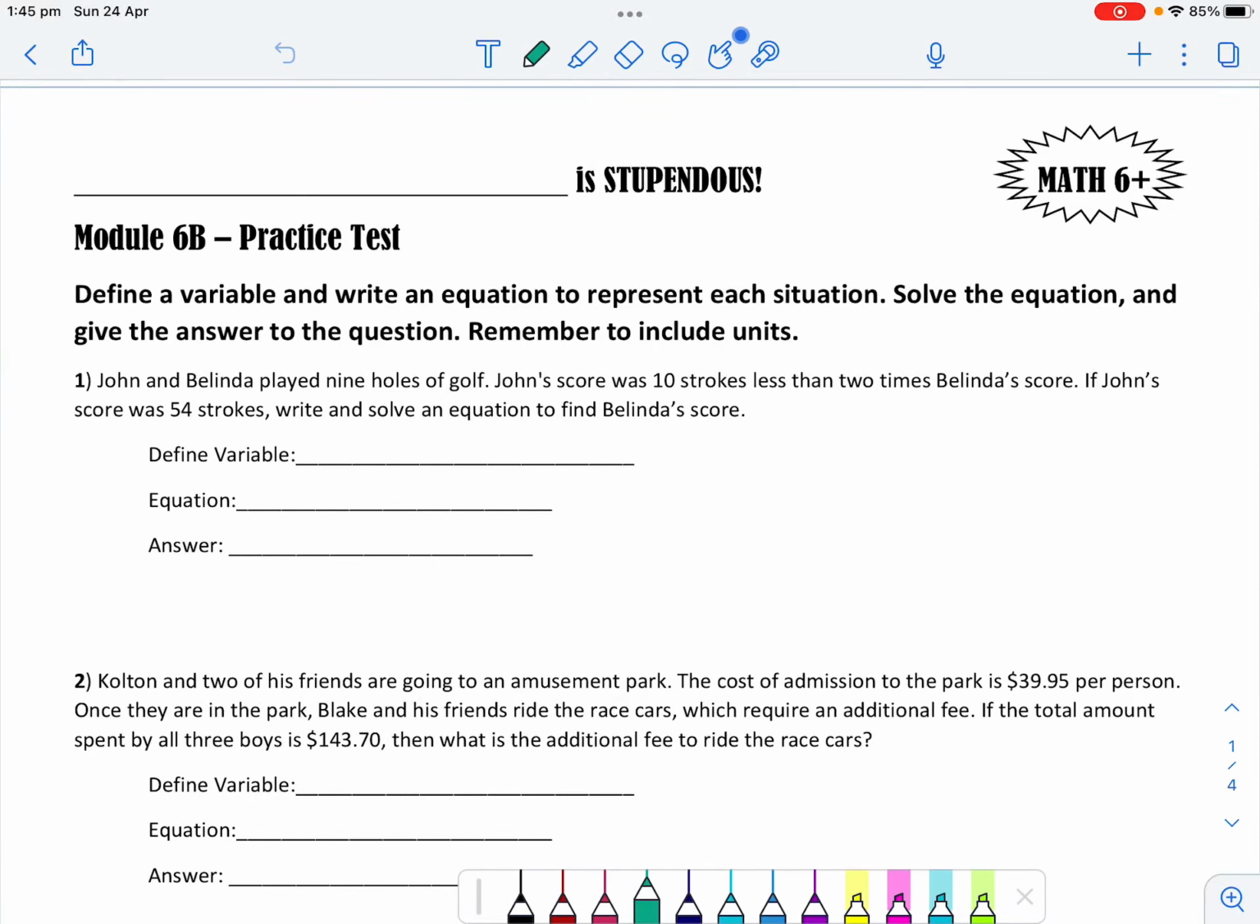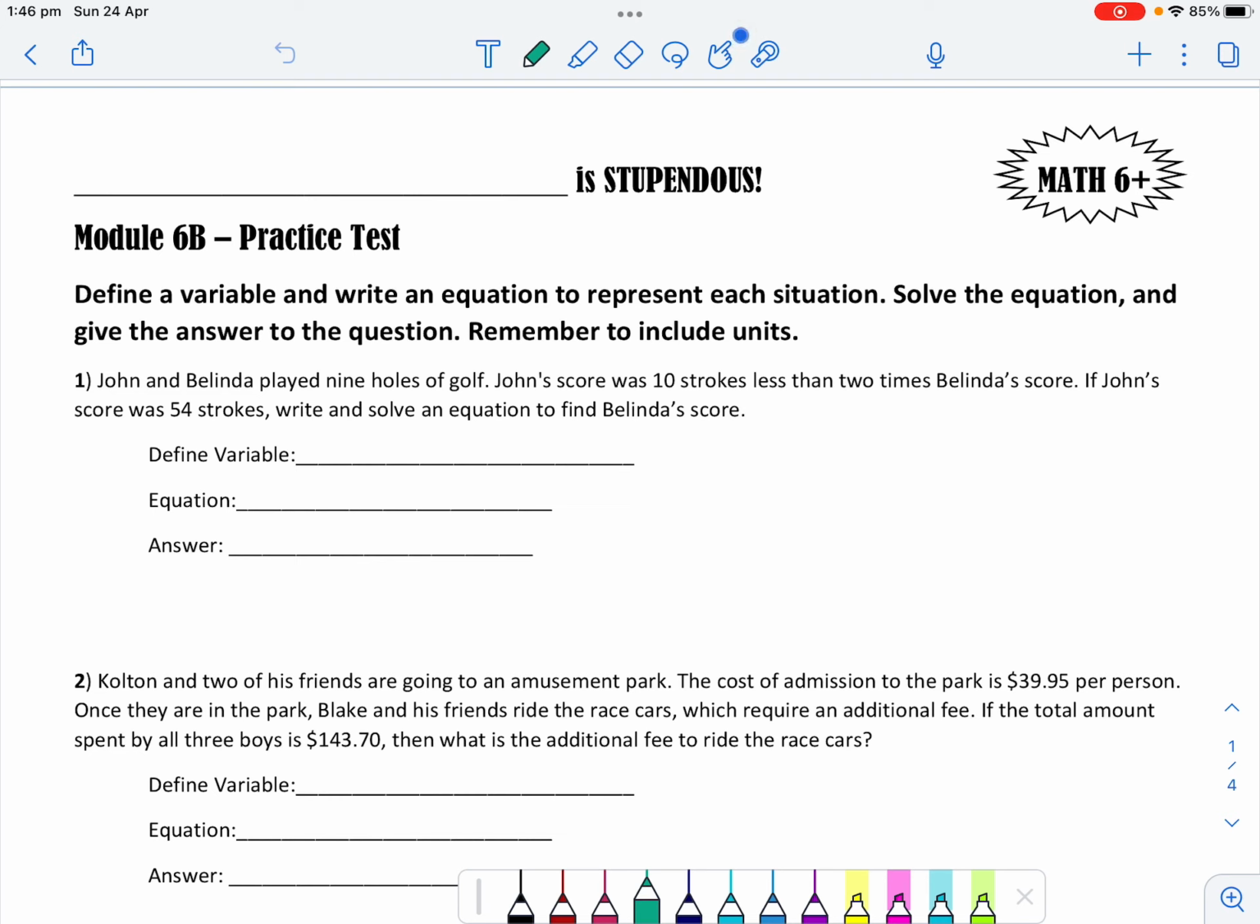Hey everyone, today I'm going to be going over the Module 6B practice tests. So equation word problems, solving inequalities, writing inequalities, graphing inequalities, and then inequality word problems. So the directions here say to define a variable and write an equation to represent each situation. So here we're rolling with the equal sign, solve the equation, and give the answer to the question.